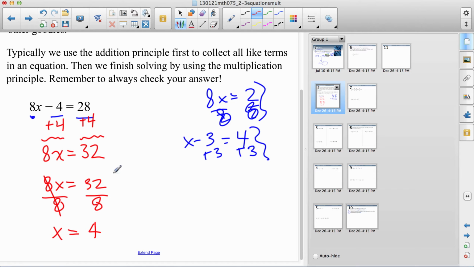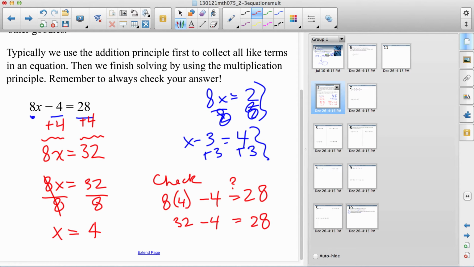Always in equations, make sure you do a check. And so if I get a 4, that means that 8 times 4 minus 4 equals 28 must be a true statement. So I'm wondering if it's true because I got 4, but I need to check my answer. 8 times 4 is 32. If I take 32 and subtract 4, do I get 28? Sure enough. Therefore, x equals 4 is the right answer.